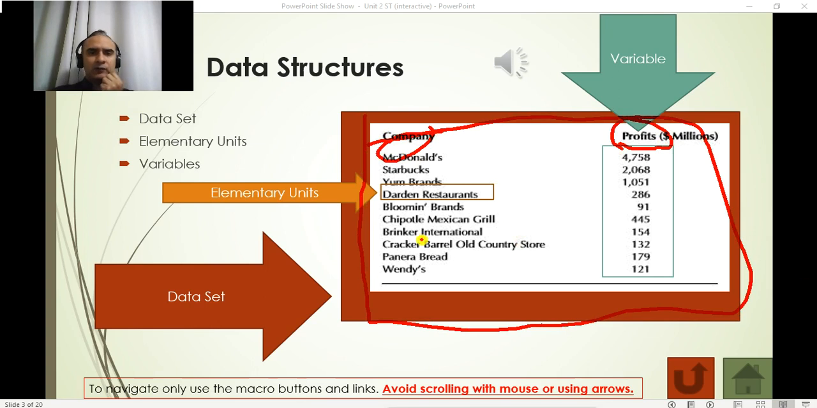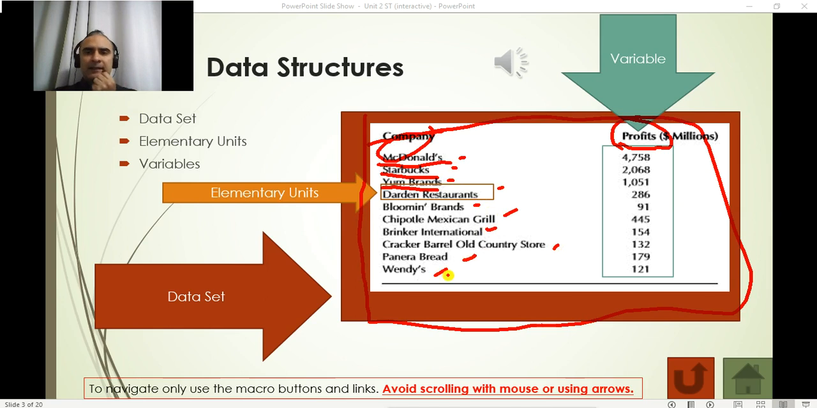Okay, so in this case we have the elementary units. What are the elementary units? As I mentioned before, we're not going to call it rows, we're going to call it elementary units. So how many elementary units do we have in here? 1, 2, 3, 4, 5, 6, 7, 8, 9, 10 elementary units.